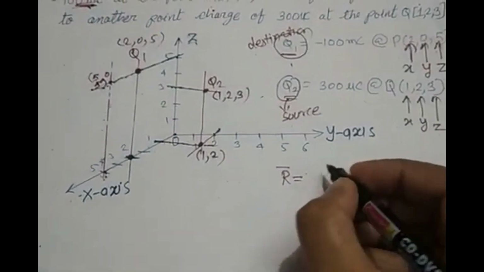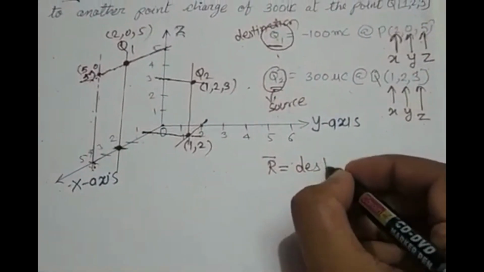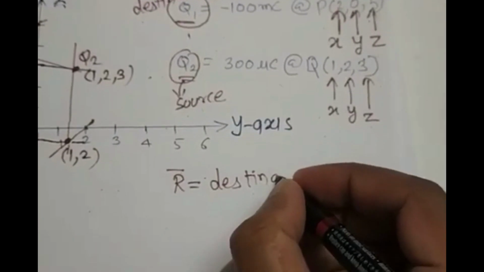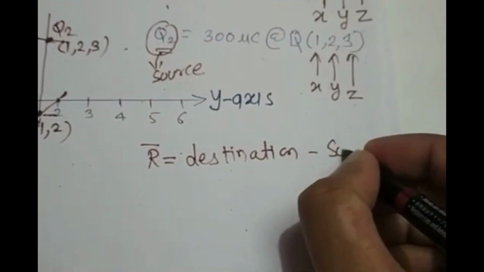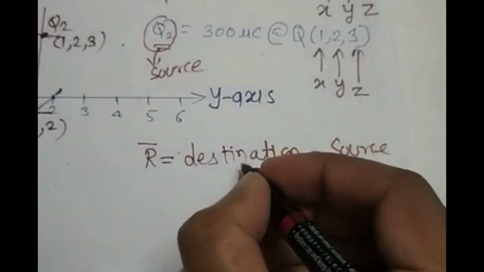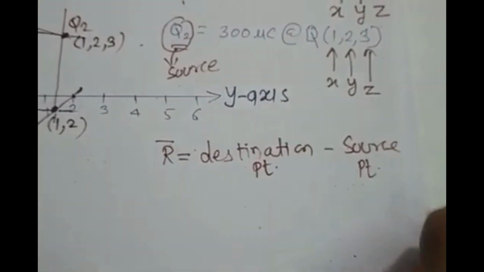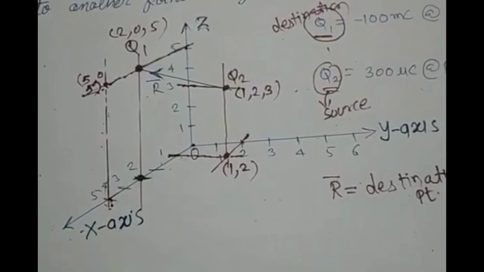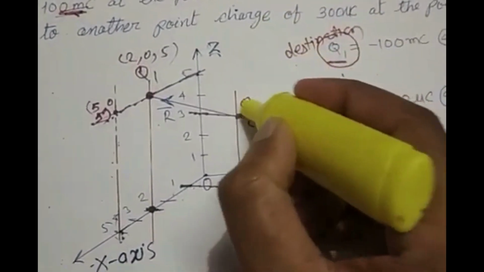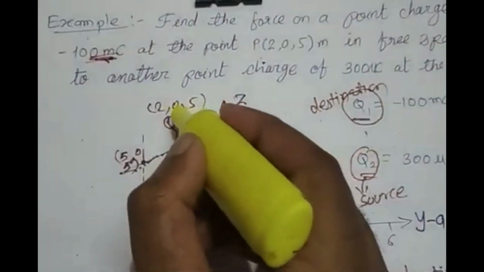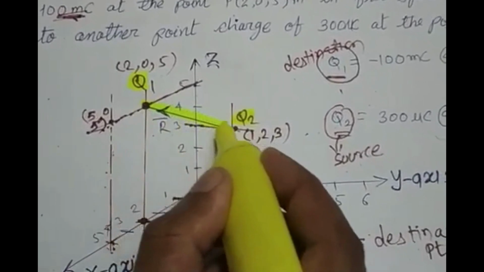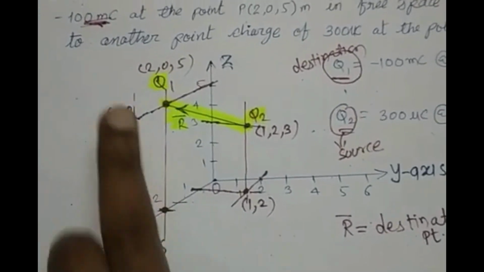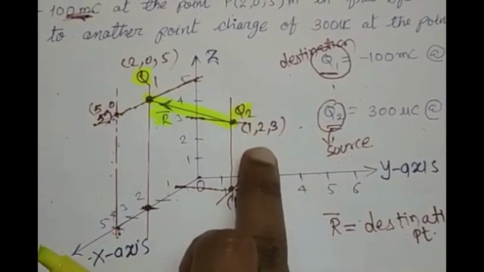So how do we find out R bar? R bar we simply find out as destination points minus source points. I have drawn a line from source to destination. Here we can see that Q2 is the source. So this charge is applying force on this charge, and the line joining them is called the distance vector r bar, and this r bar will be given by the destination point minus source point.